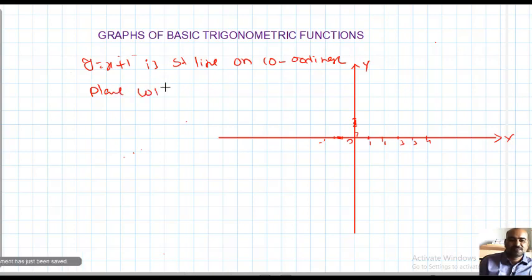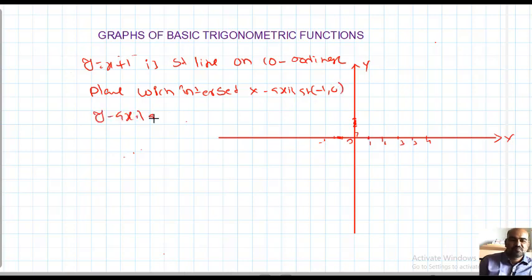Which intersects the x-axis at minus 1 comma 0, and the y-axis at 0 comma 1.